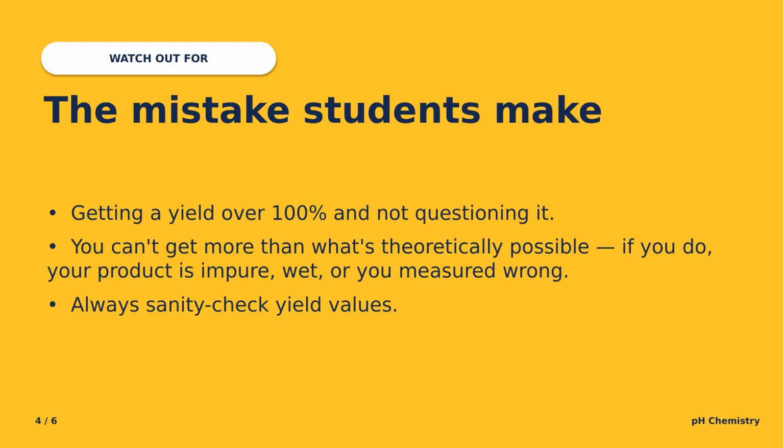Common slip: getting a yield over 100% and not questioning it. You can't get more than what's theoretically possible. If you do, your product is impure, wet, or you measured it wrong. Always sanity check yield values.